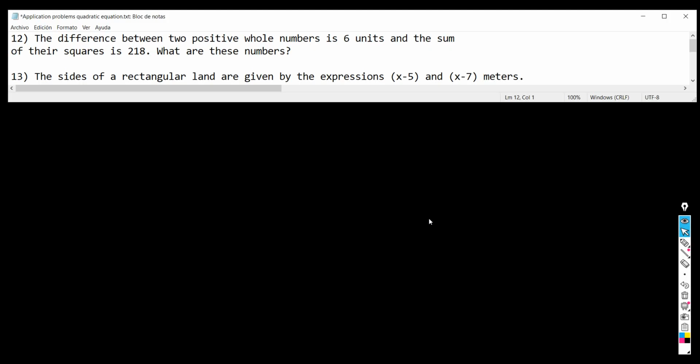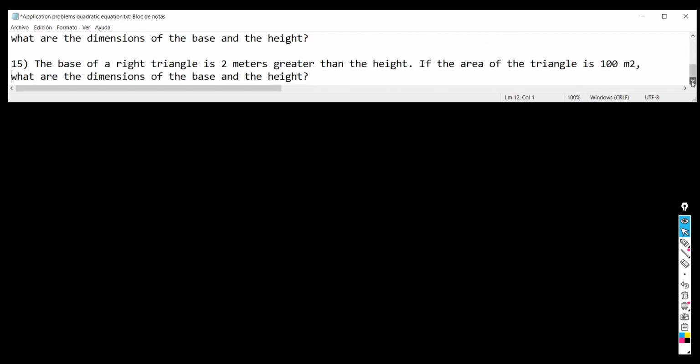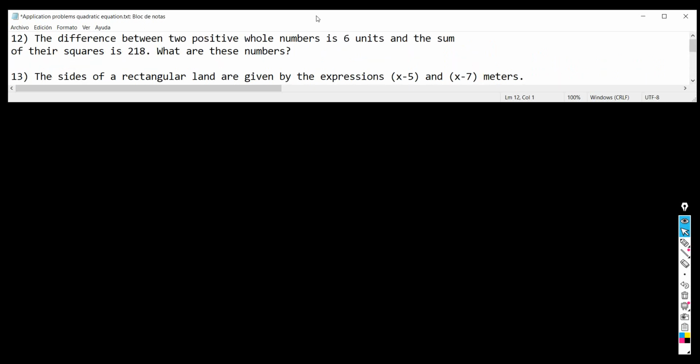Hello class, welcome to today's lesson. Today I will briefly go over the four application problems in the portfolio, which are problems 12, 13, 14 and 15. Am I gonna solve them completely? No, I don't want to bore you with that stuff. What I'm gonna do for you is basically set the equations that will solve each of these problems, okay?